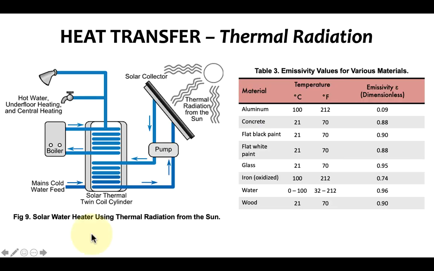This figure illustrates how solar radiation can be used to heat water for household use, and the table lists the thermal emissivity values for various materials. So now for thermal radiation, the epsilon, the dimensionless emissivity, is constant.